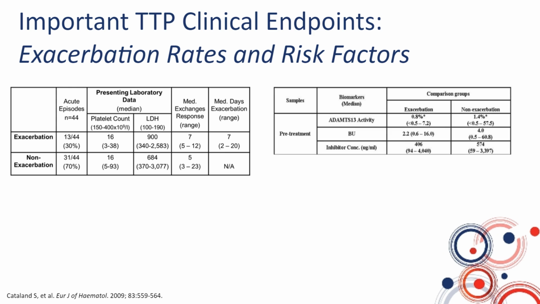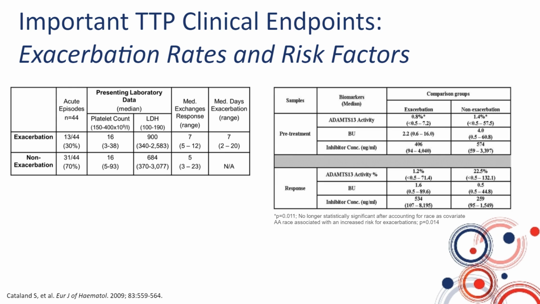What came out from the initial analysis was that the pre-treatment ADAMTS13 activity was significantly lower in those that suffered an exacerbation compared to those that did not, 0.8% compared to 1.4%. Although that was very interesting, when the analysis accounted for other covariates, including African American race, the ADAMTS13 activity was no longer significantly predicting exacerbation versus non-exacerbation. And African American race itself was shown to place patients at an increased risk for exacerbations.